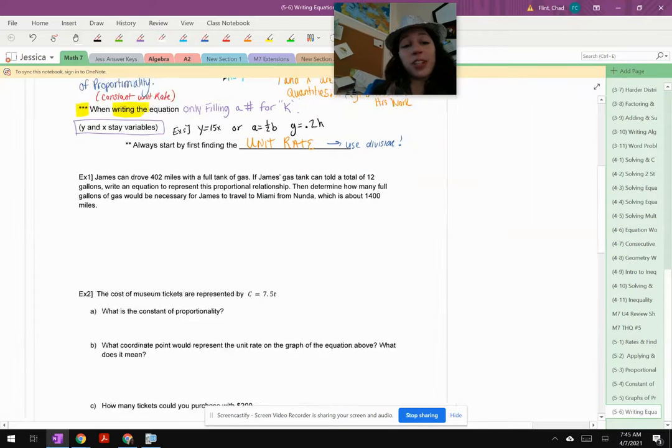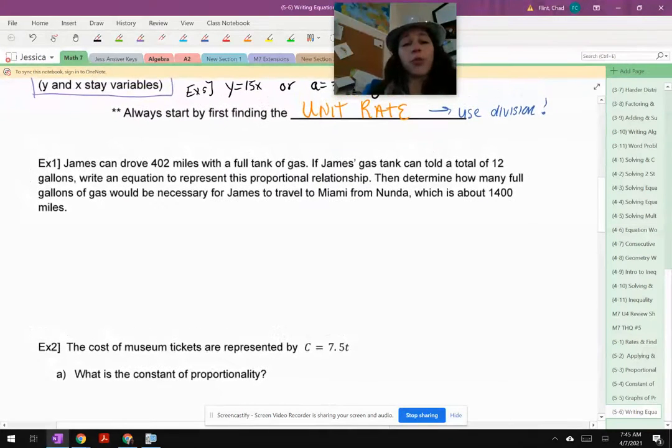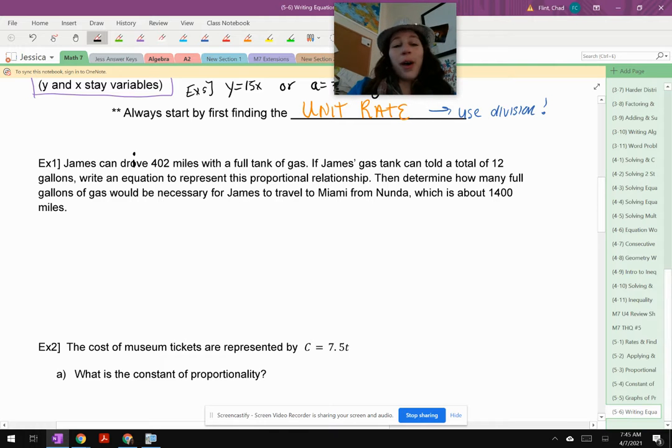Example 1, 5-6. James can drive 402 miles with a full tank of gas. If James's gas tank can hold a total of 12 gallons, write an equation to represent this proportional relationship. Then determine how many full gallons of gas would be necessary for James to travel from Miami to Dundee, which is about 1,400 miles. So much information right there.